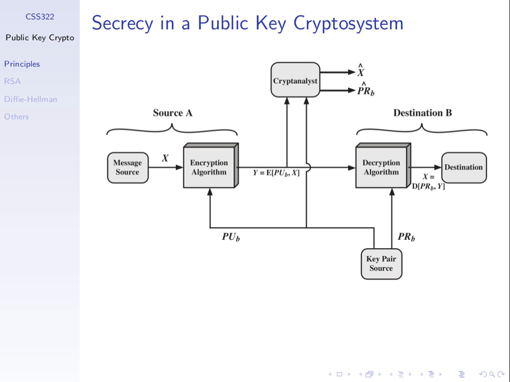This diagram is just what we've been through for confidentiality, just a different way to view it. For confidentiality or secrecy, encrypt a message with a public key, decrypt with a corresponding private key, where the pair of keys are owned by the destination. The attacker or cryptanalyst can intercept the ciphertext. They know the public key. Their objective is to find the plaintext or the private key. That's their objective.